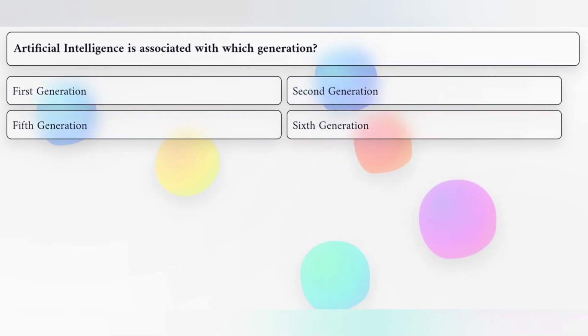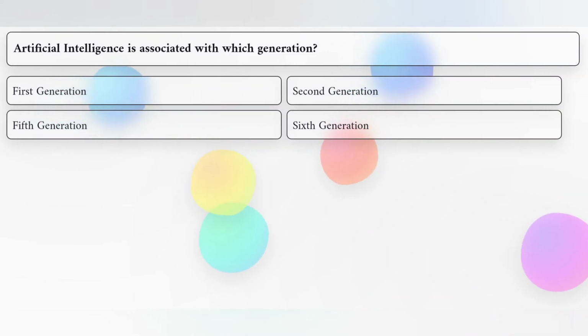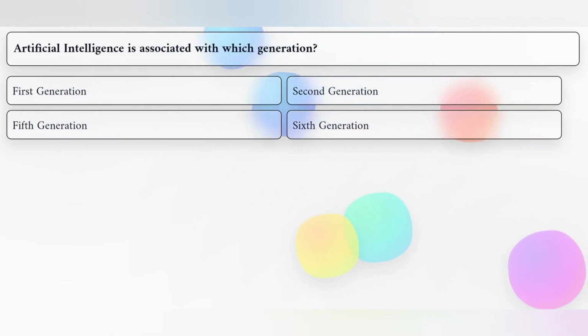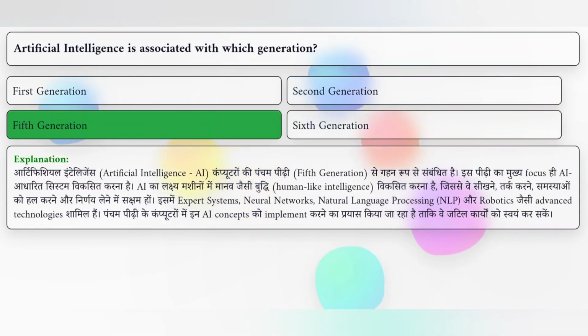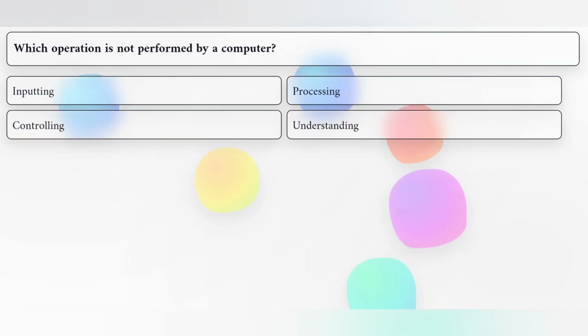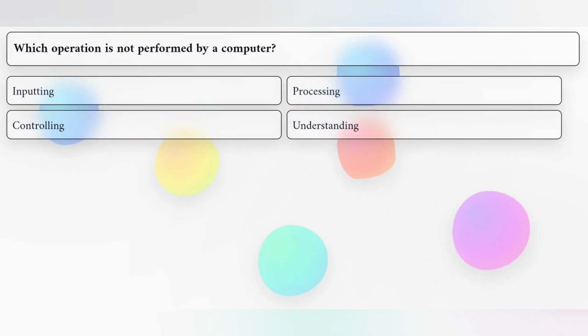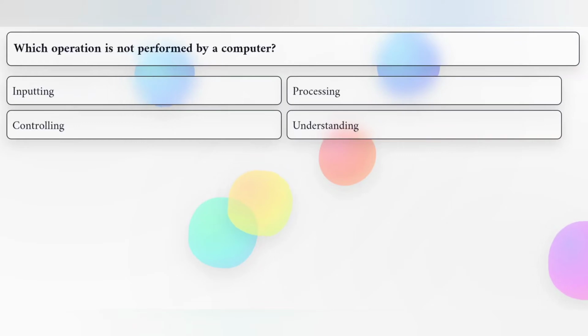Artificial intelligence is associated with which generation? First generation, second generation, fifth generation, sixth generation. Which operation is not performed by a computer? Inputting, processing, controlling, understanding.